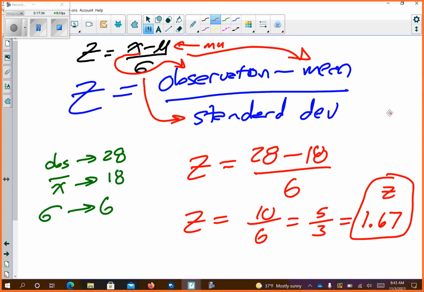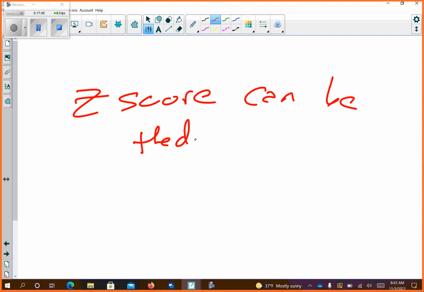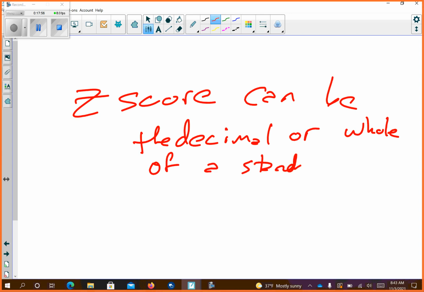So my friend, a z-score can be the decimal or a whole number of a standard deviation. Okay? It's just how far away are you to the right or to the left from the average. All right. So let's do something like this.